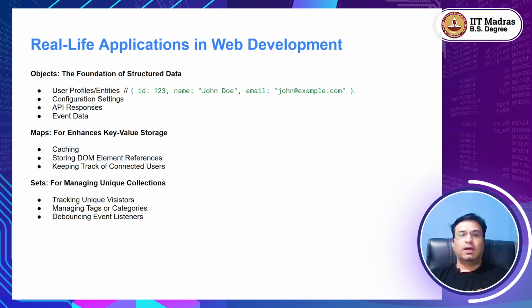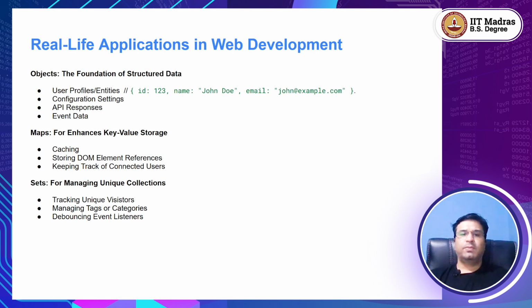Maps we use for things like caching. You can use a map to store previously computed results, using the input as a key and the result as a value for faster retrieval. For example, caching data fetched from an API.